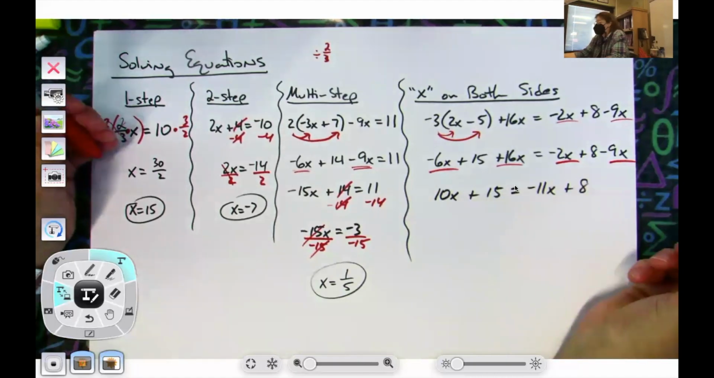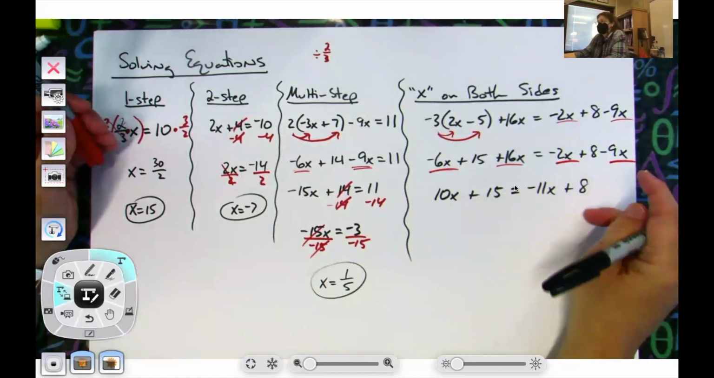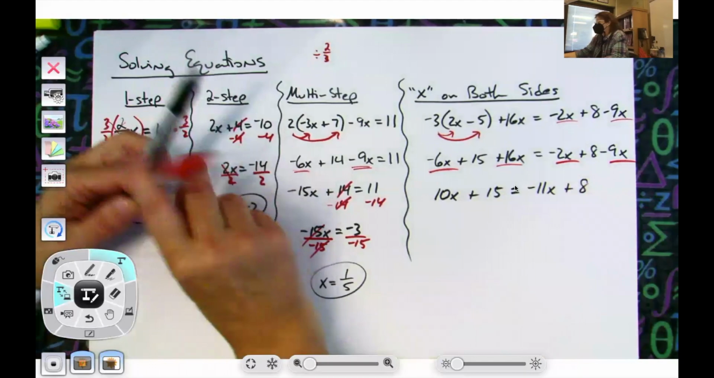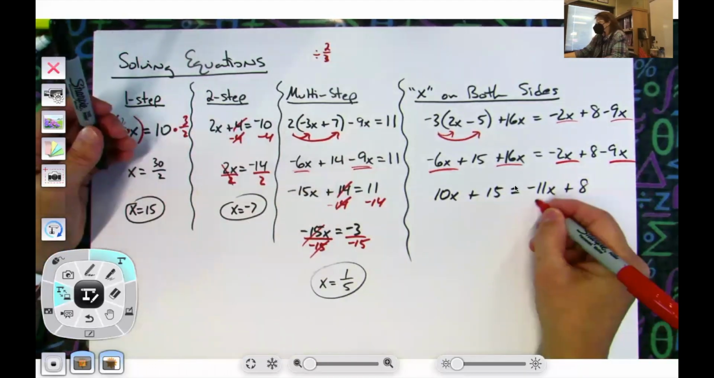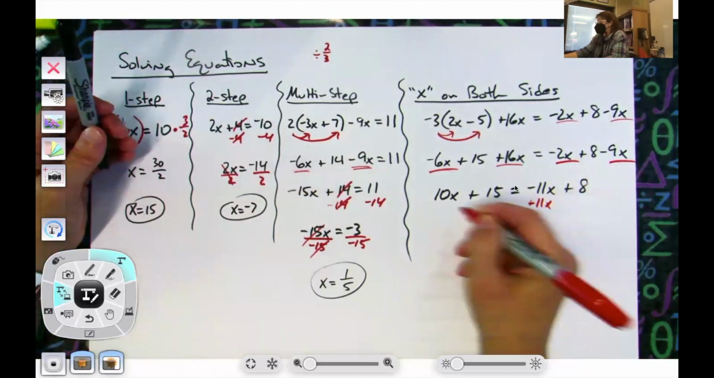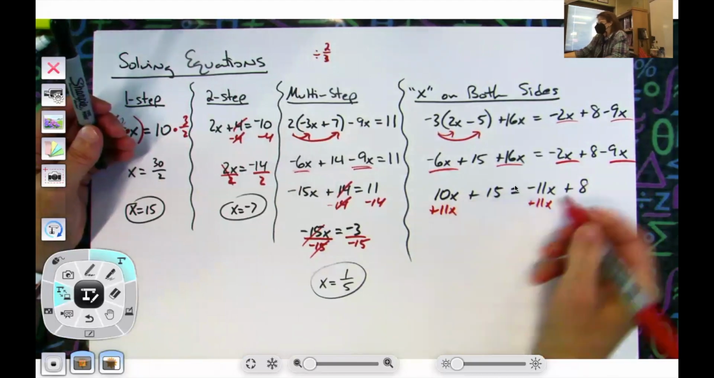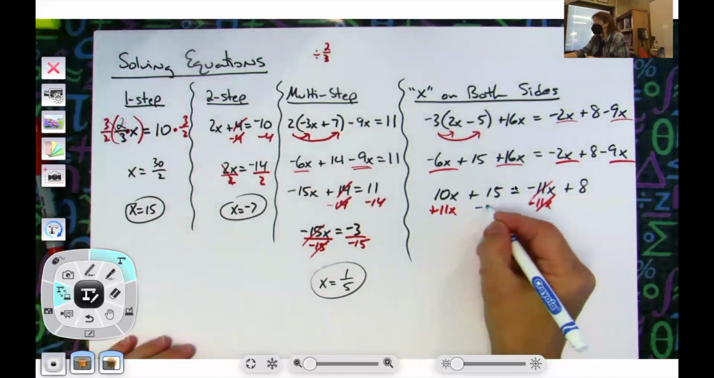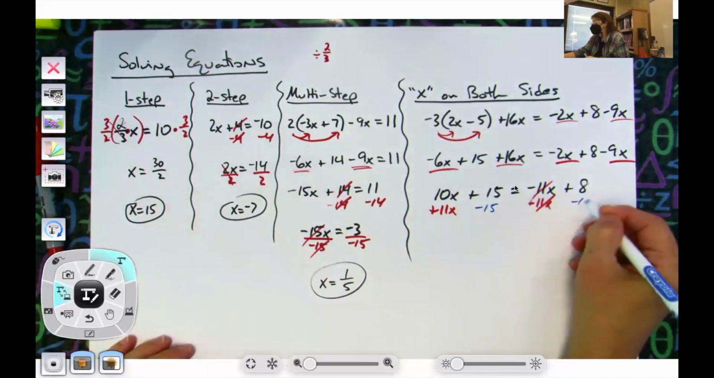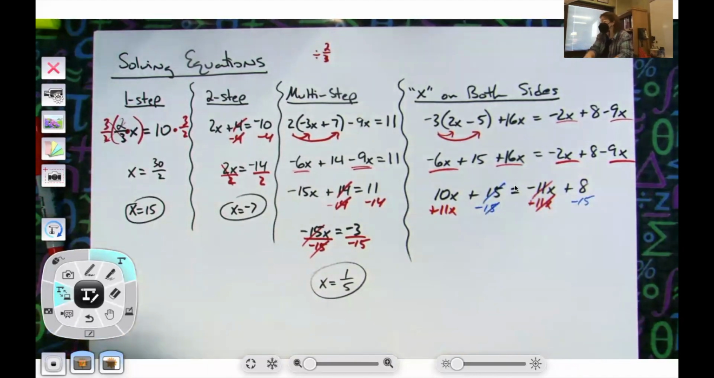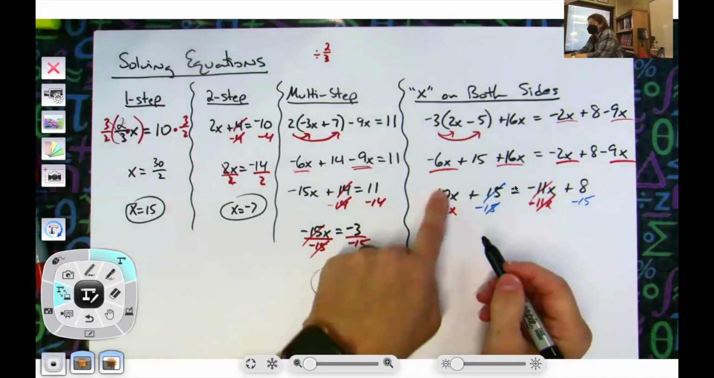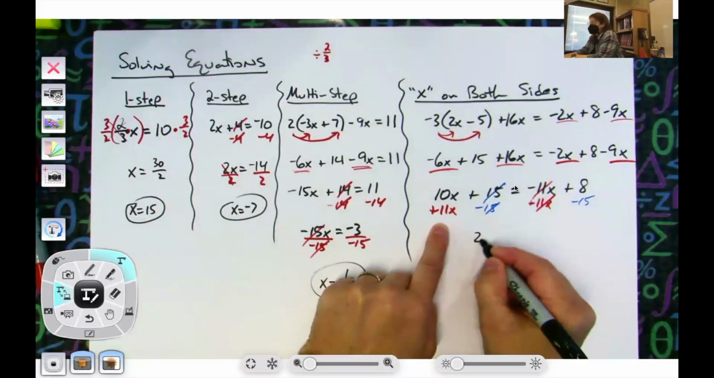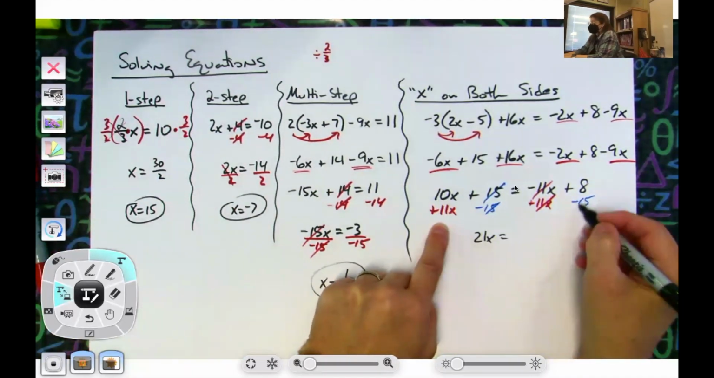I even did this with you in December, didn't I? Yeah, I did. So we did this. We added 11x and then we added 11x, and then we crossed those out. And then didn't I let you in the same step do minus 15 and then minus 15? Yeah, all in the same step. Just makes it faster that way. Let's see, this is going to be 21x, and then this is going to be negative 7.